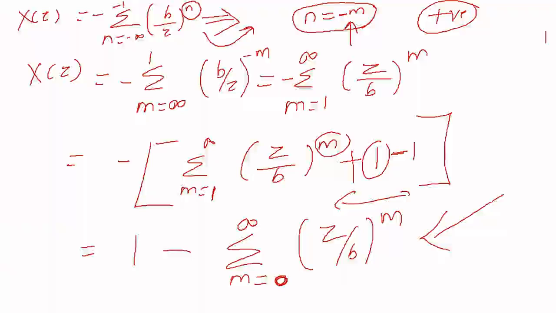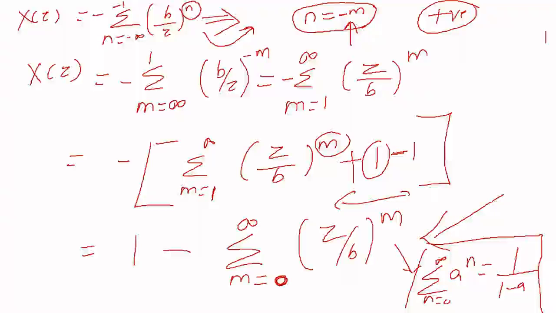Okay. So what is the formula for this one? The formula for summation of n equal to 0 to infinity a power n is nothing but 1 by 1 minus a. So I am going to use the same equation here. So what will be my next step? X of z, as per the equation I am writing, because the infinite sum is a summation series, and I just showed the formula. So 1 by 1 minus z by b.